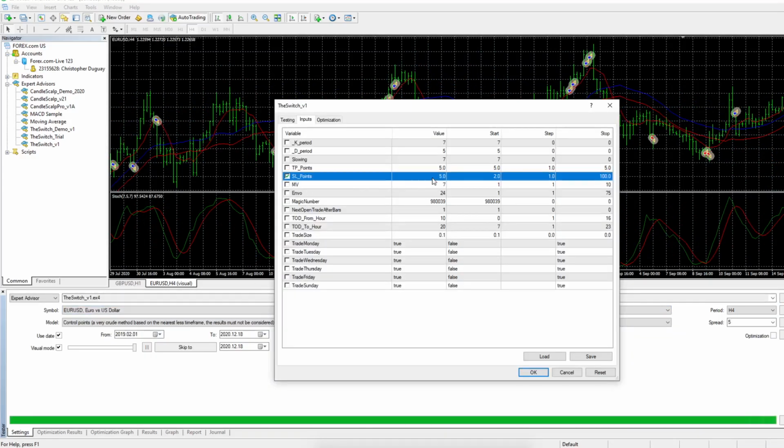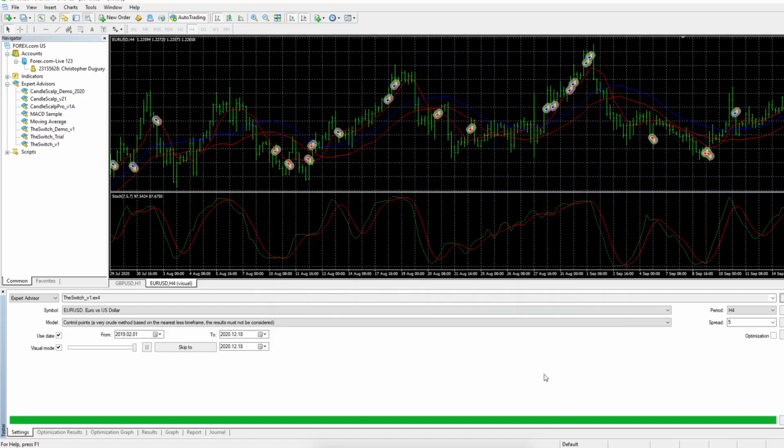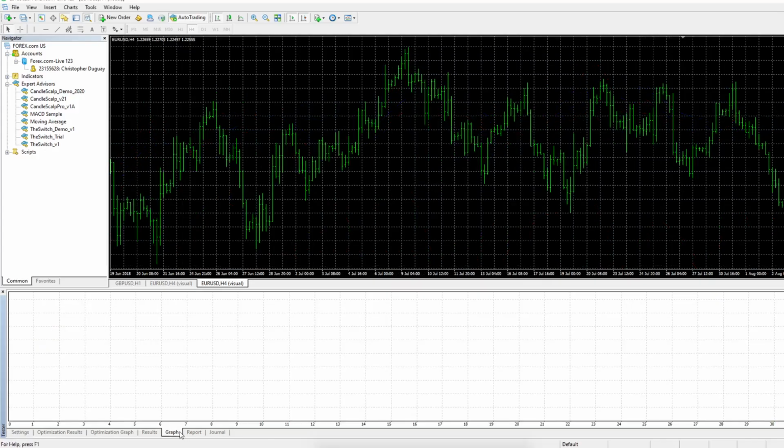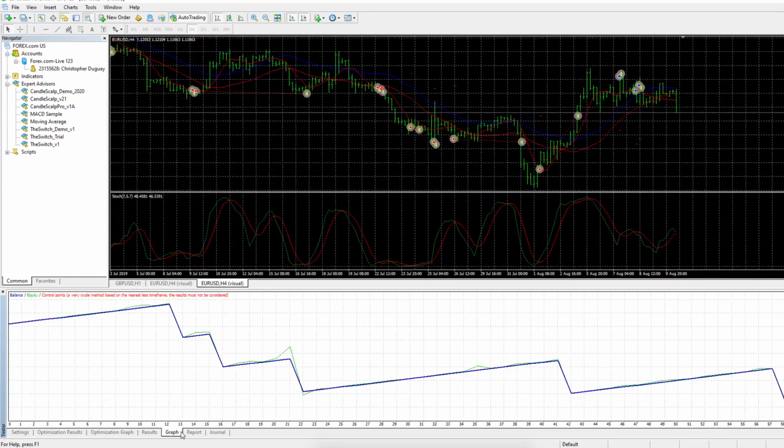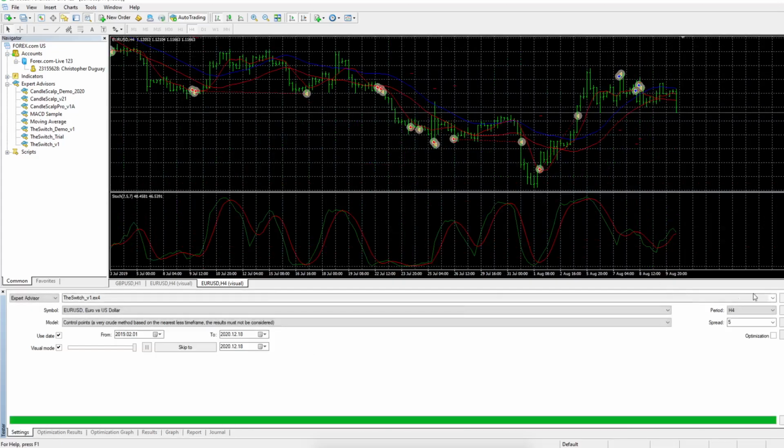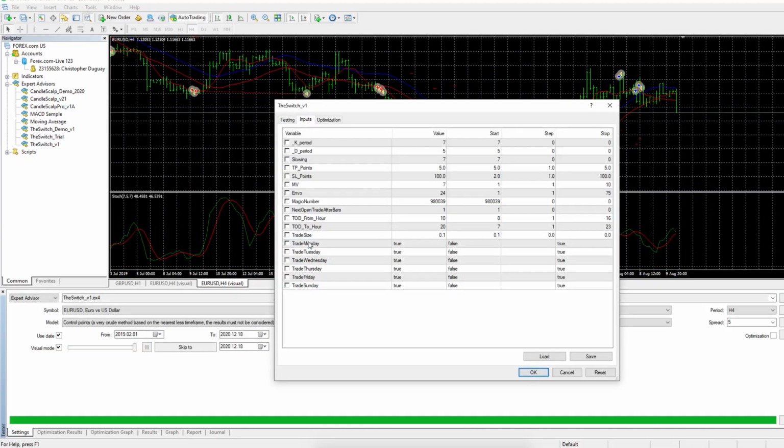Let me adjust this to 50. Okay. Actually, if I change this to 100, it would never lose. Well, it has to lose at some point, but nope. Okay. Don't do that. Stop loss 50.